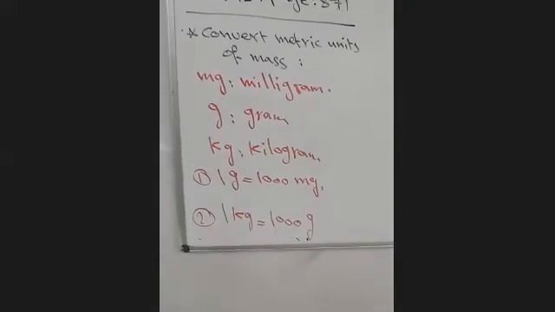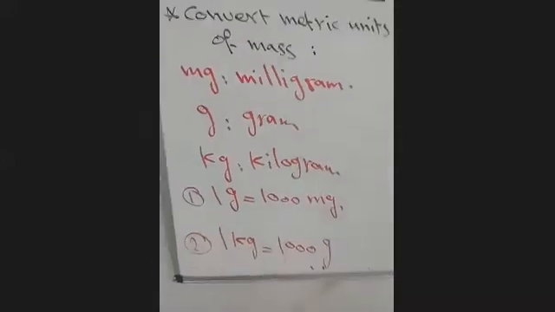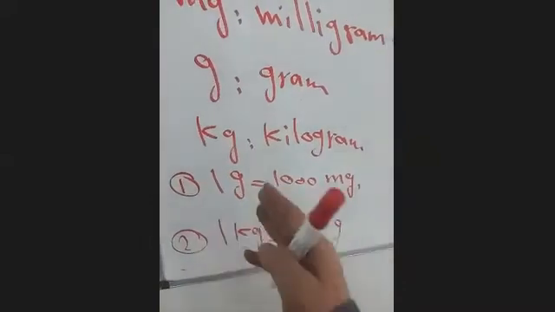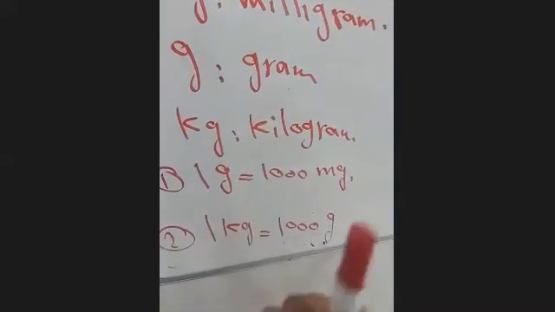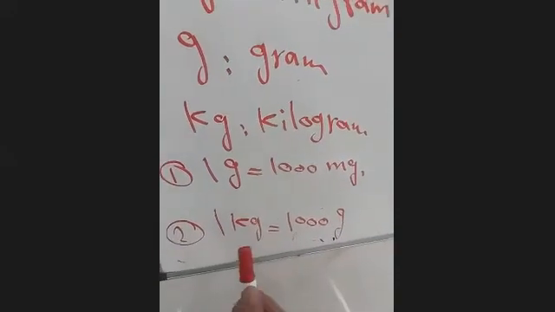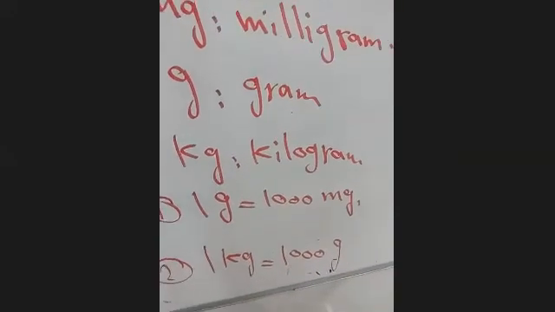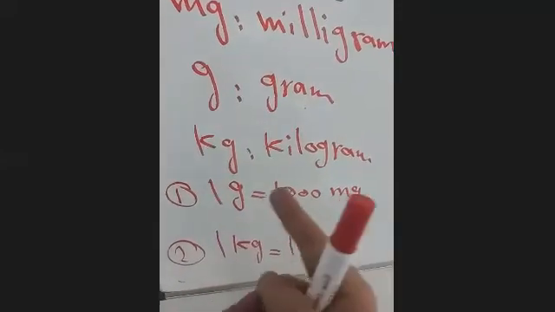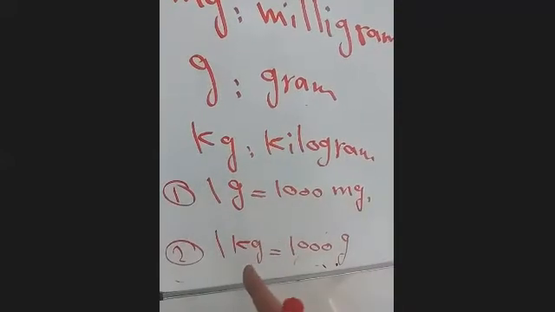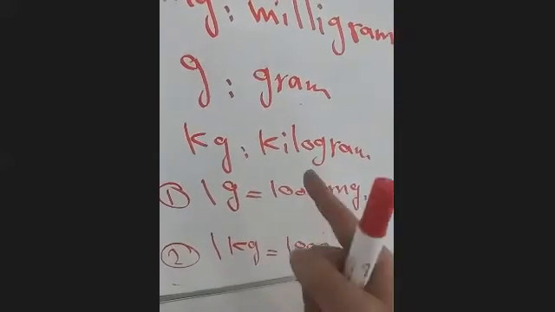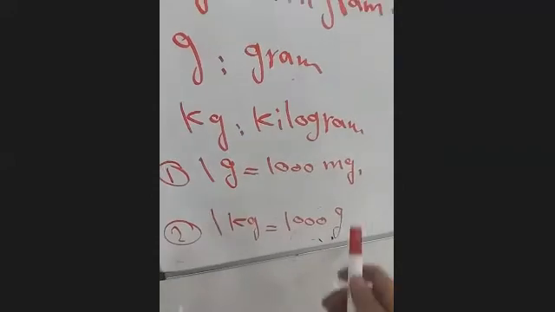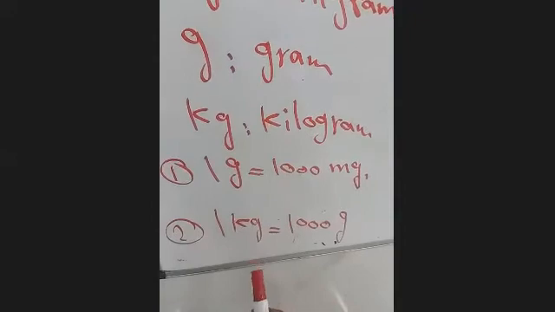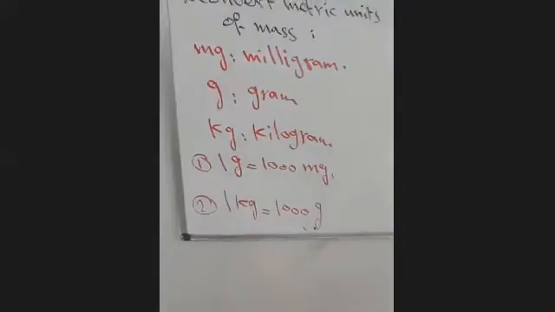Easy relations. Now, we know from the previous lessons that the unit with 1 is bigger, meaning 1 gram is bigger than 1 milligram, and 1 kilogram is bigger than 1 gram. So if we turn from bigger to smaller, from gram to milligram or from kilogram to gram, we multiply by 1,000. If we turn from smaller to bigger, from milligram to gram or from gram to kilogram, we divide by 1,000. Don't forget that.